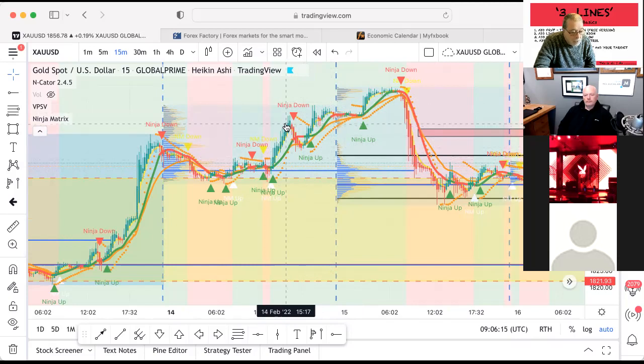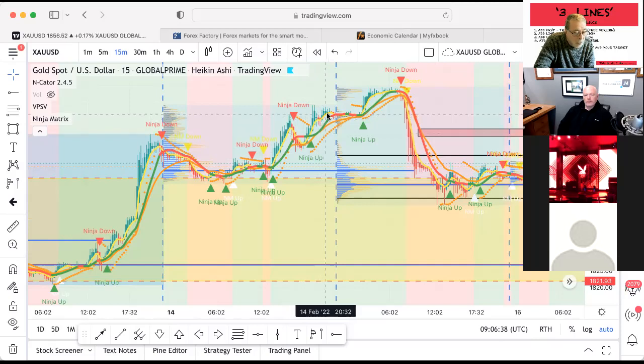I got out at its peak there. I waited until the Ninja up occurred again, so I would have got in at this point here. Again, the moving averages are in my favour, and I would have taken pips certainly up to that point. And if I'd been fairly brave, I might have gone up to that point.